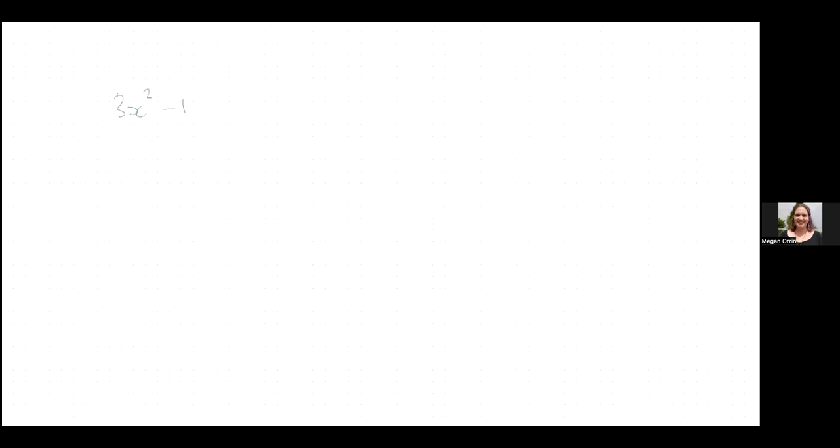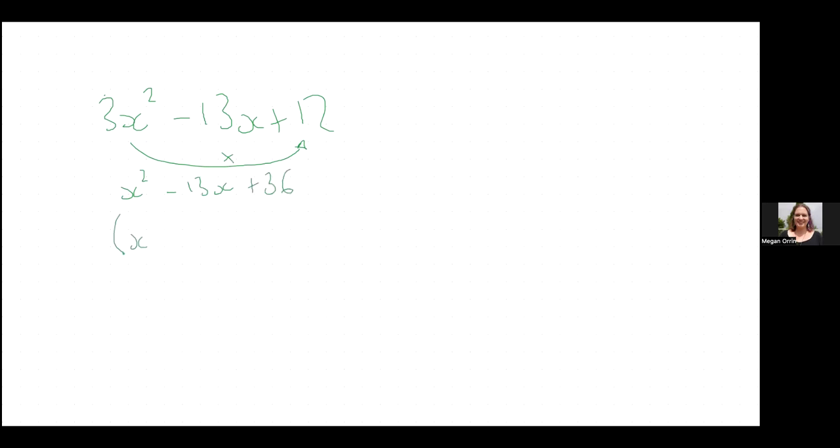Okay, let's do one of these. All right, so what do you think I'm going to do first here? Take the 3. What am I going to do with the 3? All right, multiply it by 12. So I'm going to bring this across and times it. So I have x squared minus 13x, and then what goes here? 36.